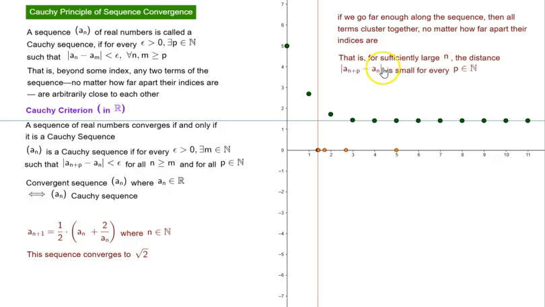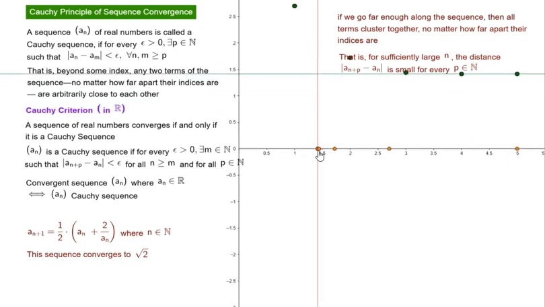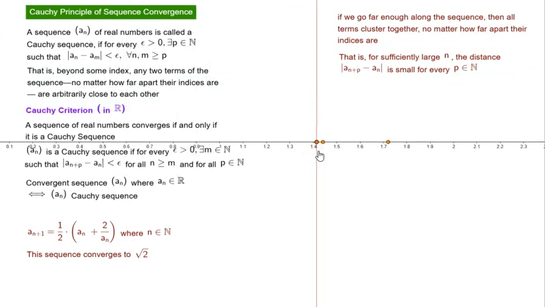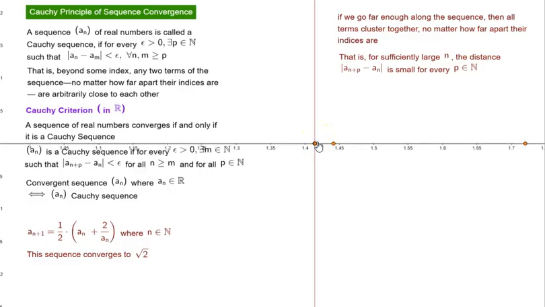Now, that is, for sufficiently large n, the distance between a sub n and a term which is much later in the sequence is small for every p in n. Now, let me just zoom in because it looks as if there is only one point here. So let's zoom in. See here, now it has become 2 points. If I keep zooming in, points seem to emerge from this point.